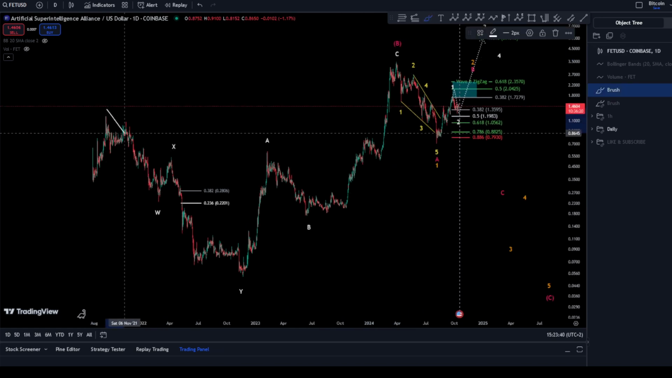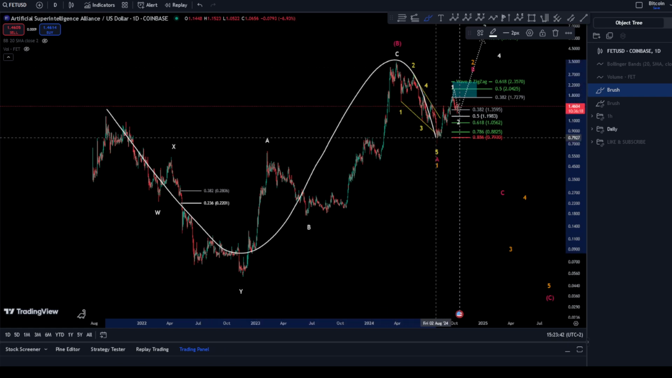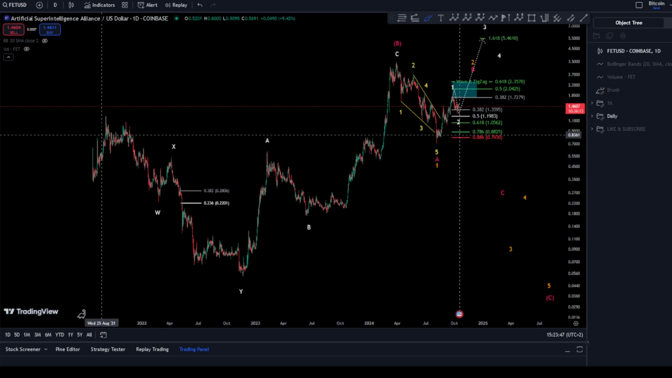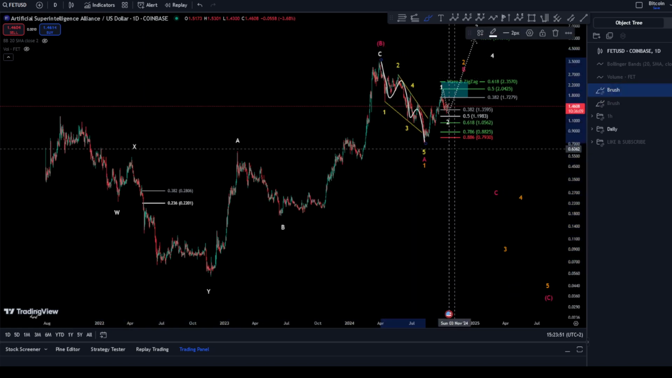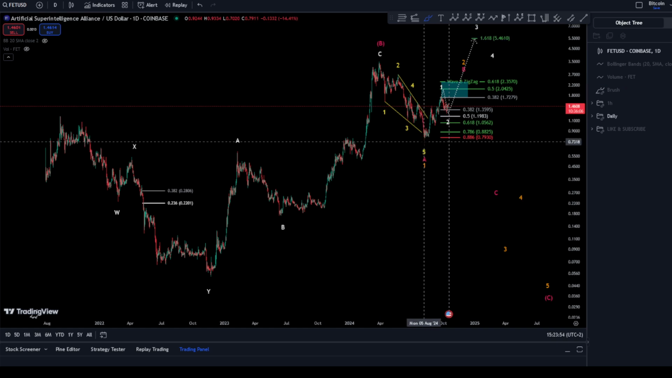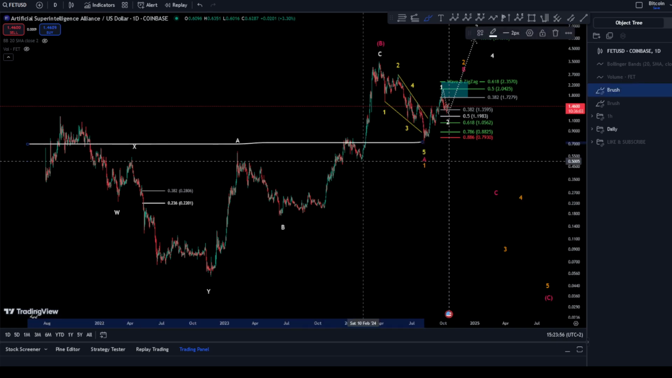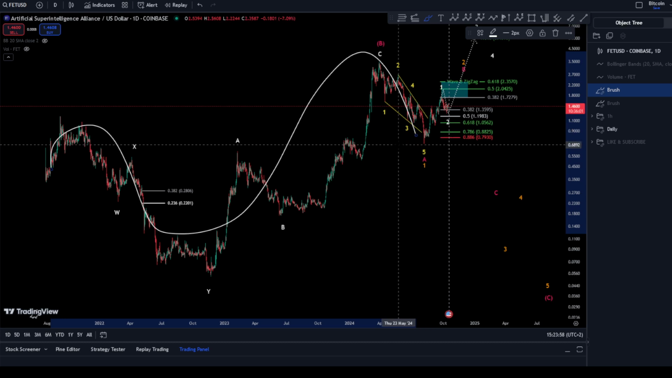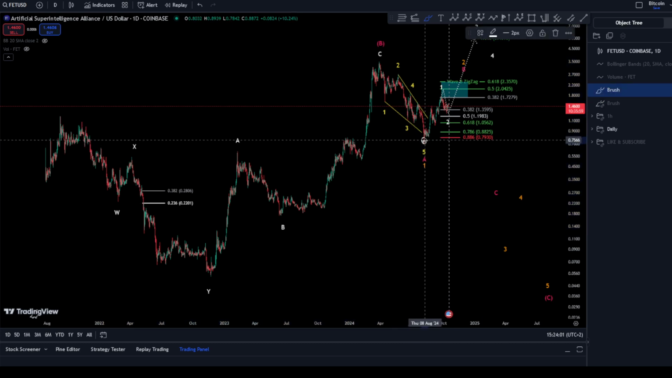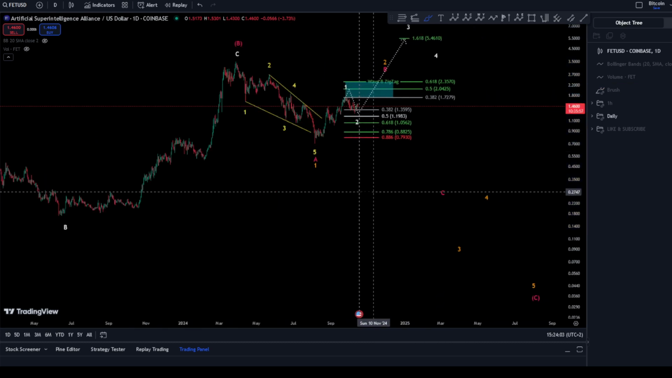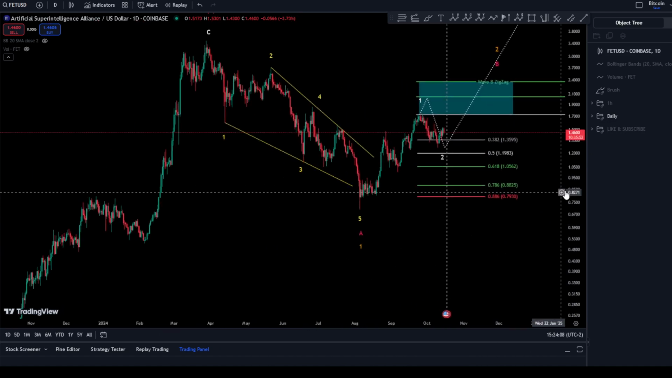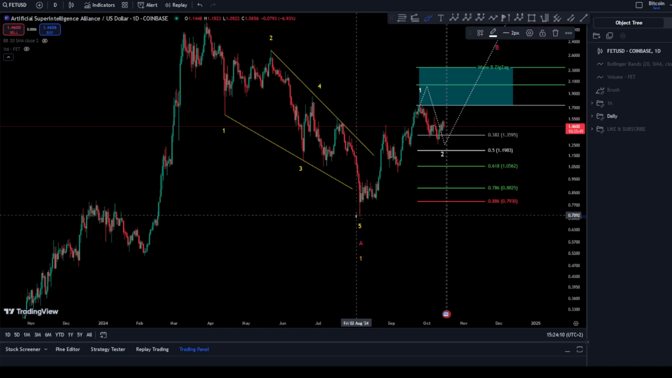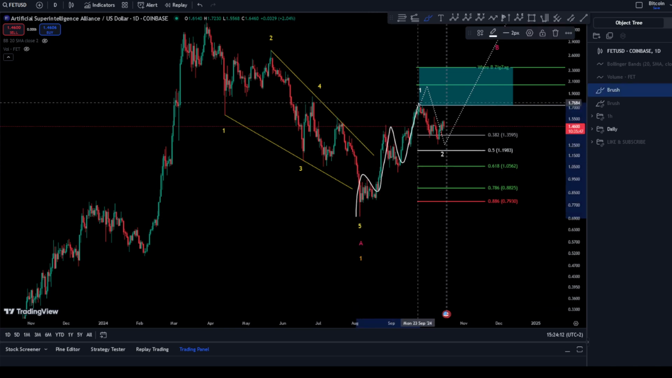Now, the other possibility is that you have finished a running flat here, where you have, of course, an A, B, and a C, where you have 3 waves down, 3 waves up, and you have a wave C, which is very short, has finished in 5 waves, exactly in the middle of your running flat. And by all means, after a running flat, you want to see a reversal towards the upside, and here we go. We start to see some 5 waves towards the upside, as you would like to see after a running flat, 1, 2, 3, 4, and a 5.